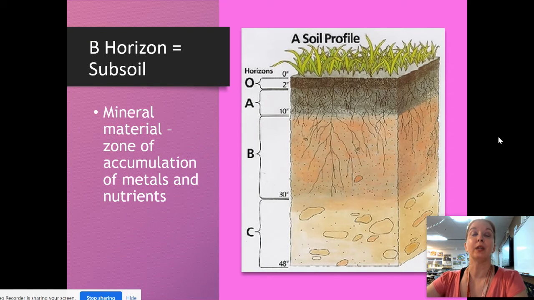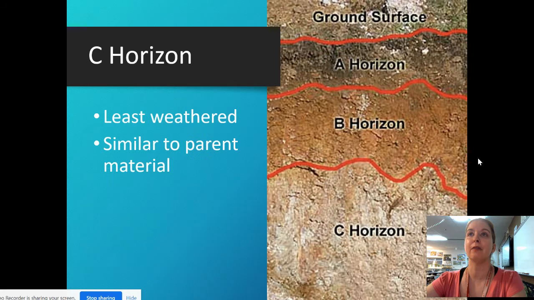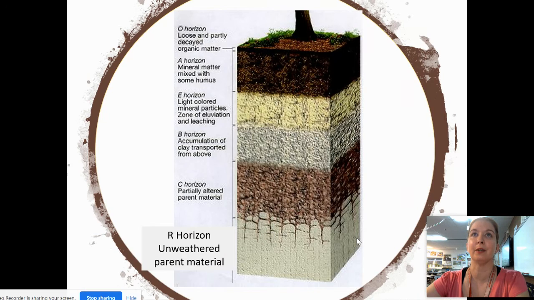B horizon is your subsoil. So we have topsoil, subsoil. This is the mineral material. The zone of accumulation of different minerals and nutrients is down here. You've got some roots and stuff down here, but once again, most of the biological activity is up above. But this is the subsoil level. Then you have your C horizon, and sometimes they're really nicely separated. This is the least weathered, so the larger pieces. It's similar to parent material, which I'm getting to in a second. Not too much excitement happens here.